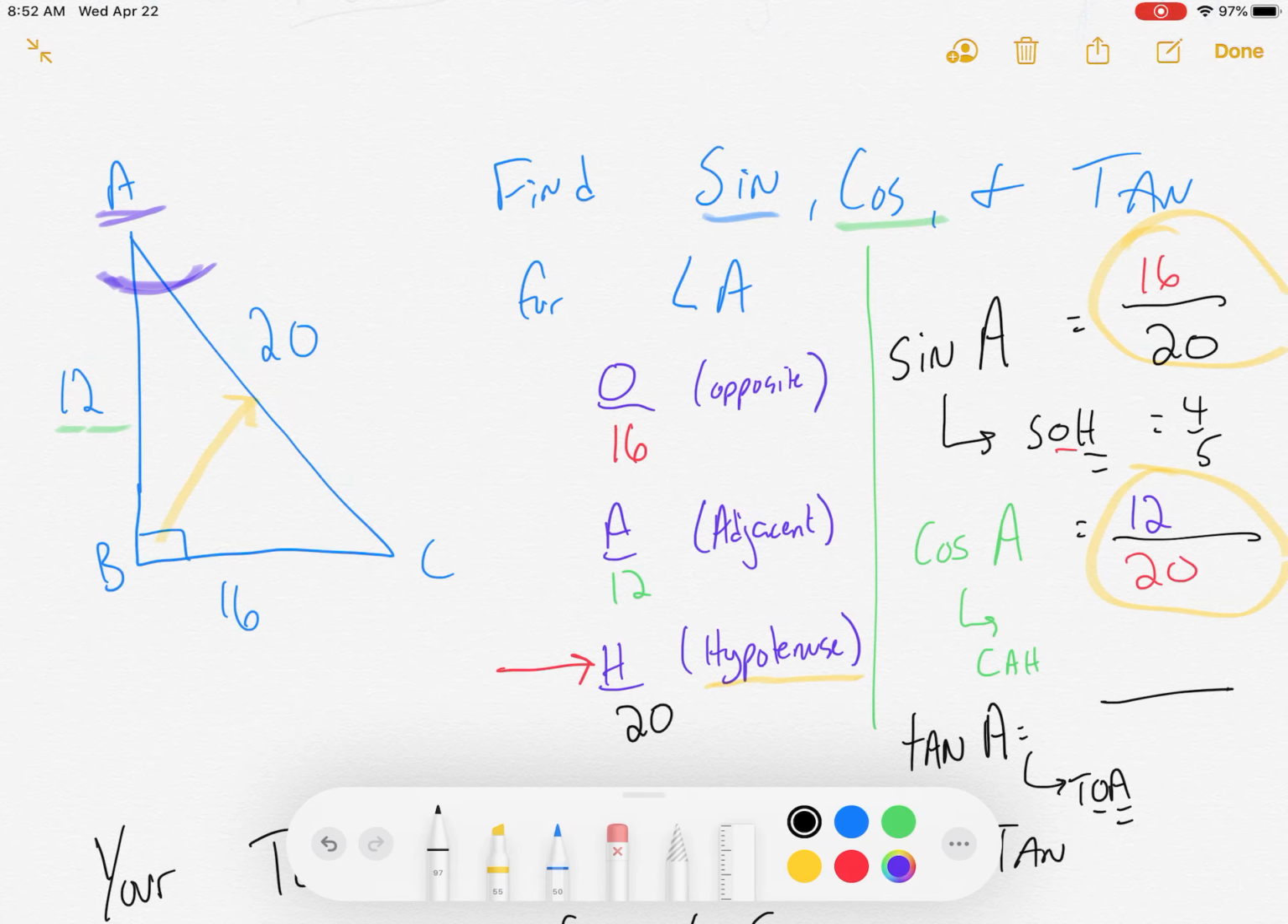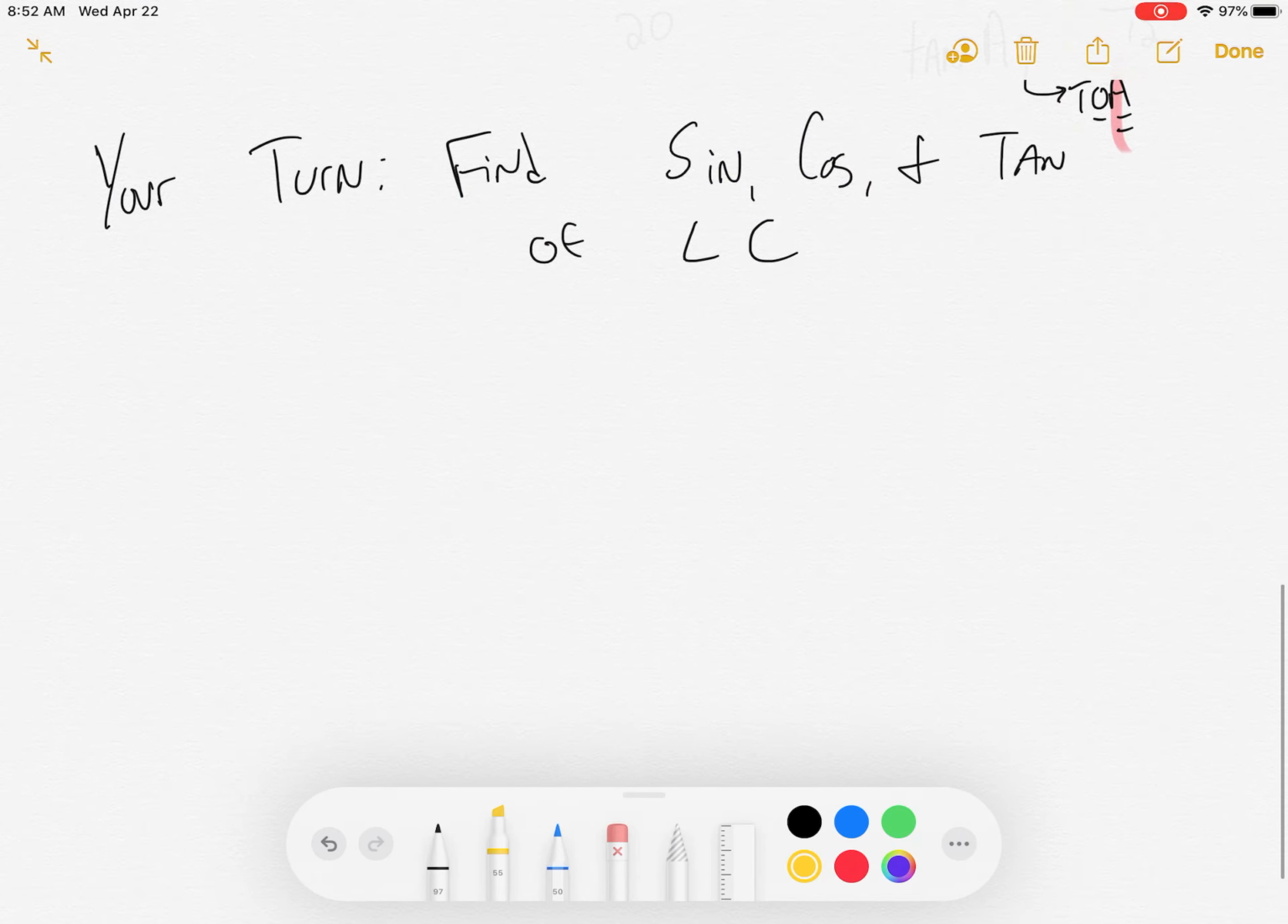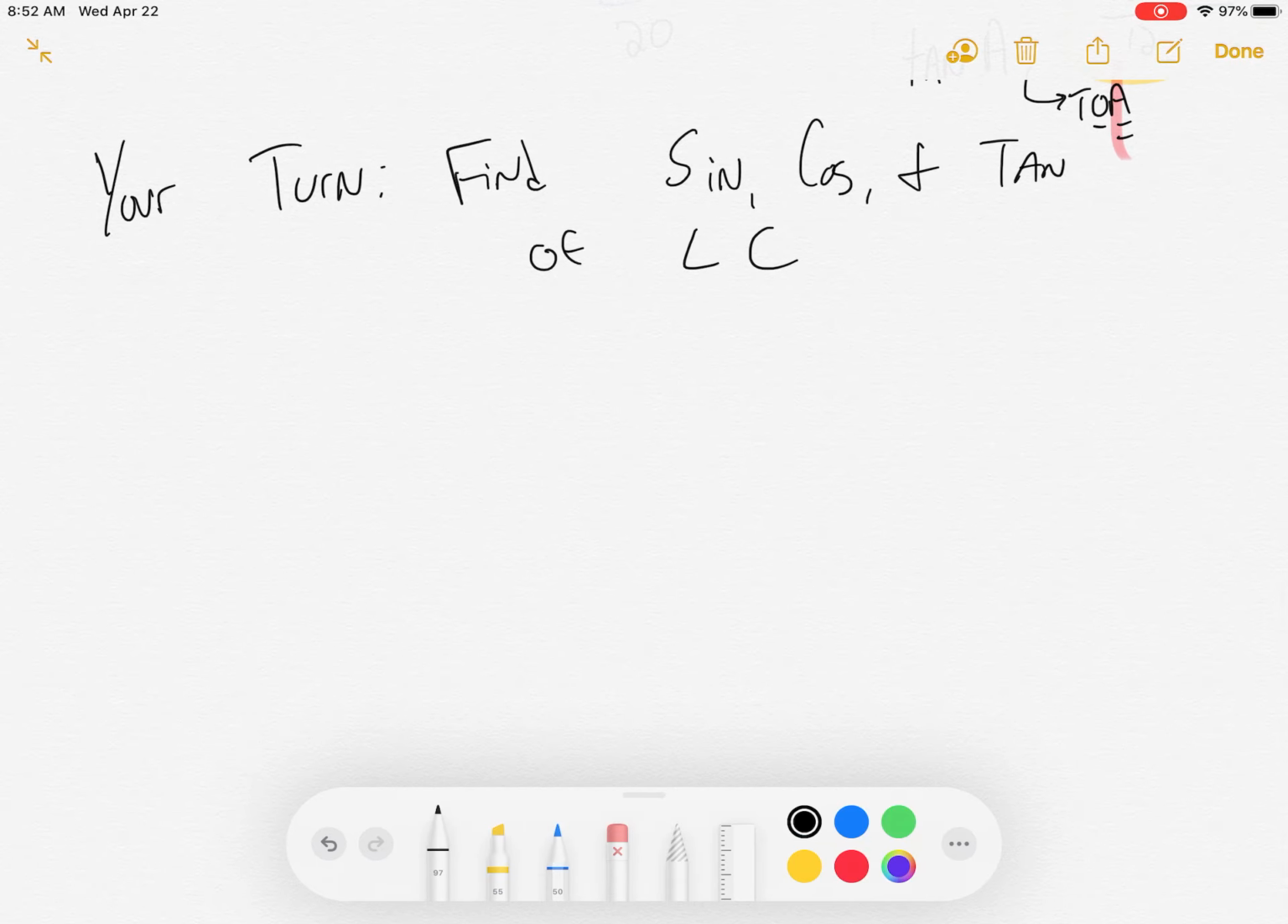TOA, opposite over adjacent. So again, I'm going to have a fraction. What's my opposite value? Opposite value is 16. So it's right here. And then what's my adjacent value? Adjacent value, we said, was 12. 16 over 12. And again, you can reduce it down to 4/3. But for now, I just want you to be able to figure out what that relationship is.